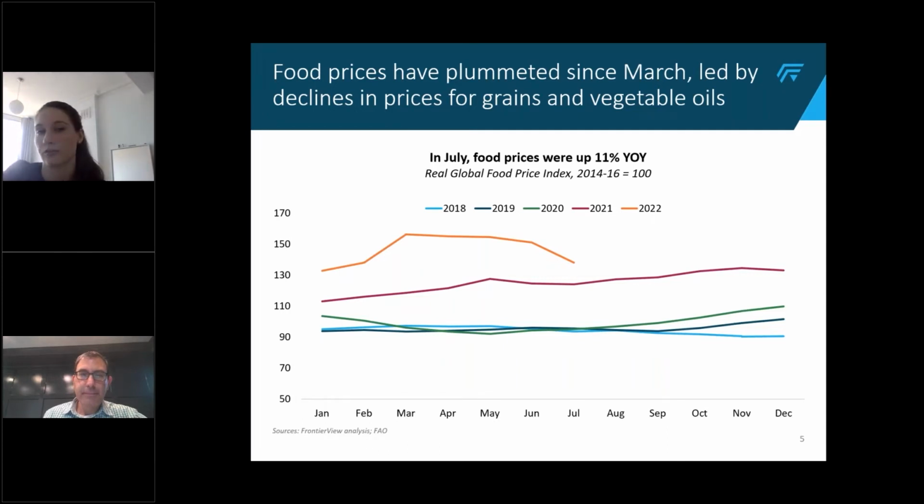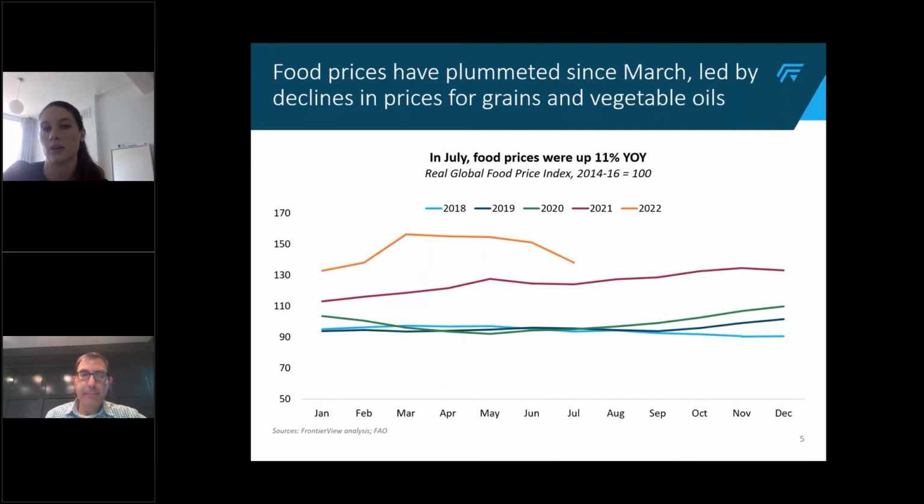With that said, though, food prices plunged in July. It was the biggest drop since 2008. And that's certainly a welcome development. It's sort of back down to pre-invasion levels. So it appears that a lot of the war-related supply disruption and fears there have eased quite a bit.